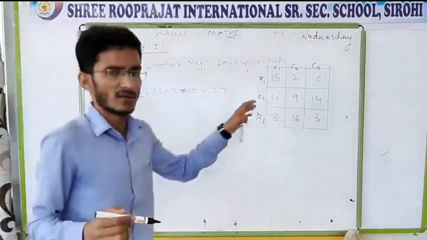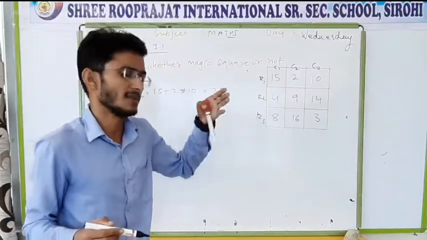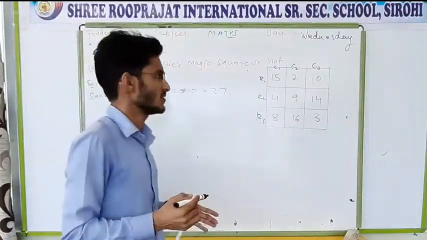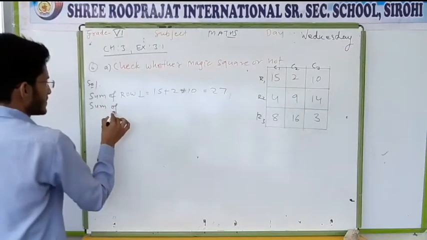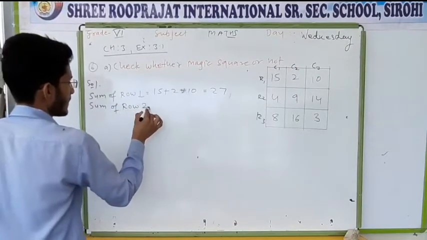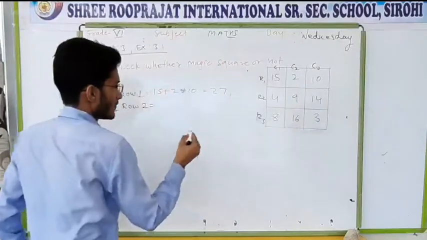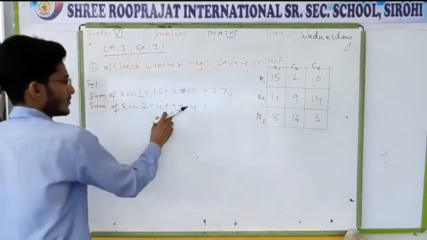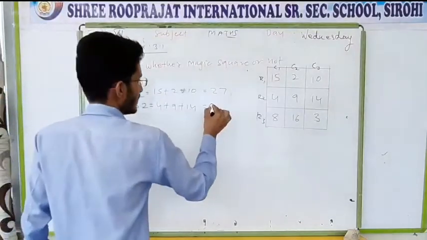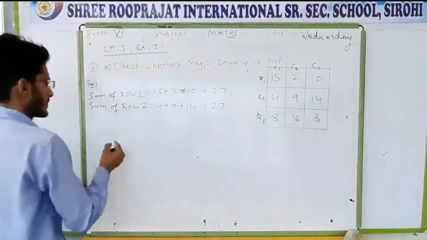Now if we get all sums equal to 27, that means it is a magic square, otherwise it is not a magic square. So next one, sum of row 2. Row number 2: 4, 9 plus 14. 4 plus 9 is 13, 13 and 14 is 27. Still it is the same.